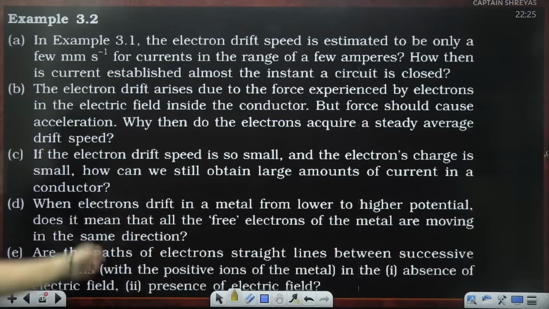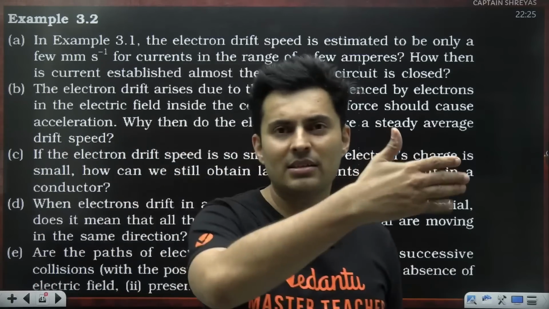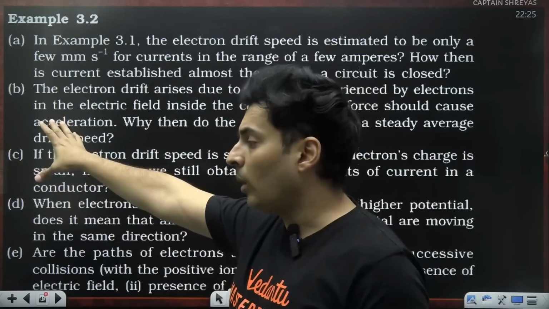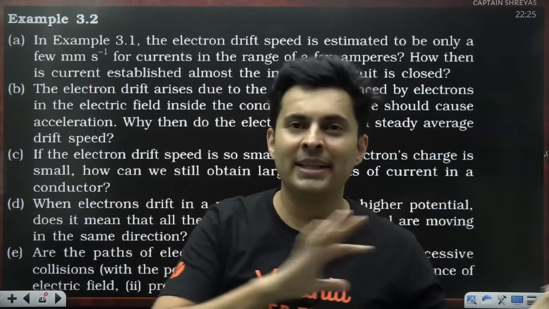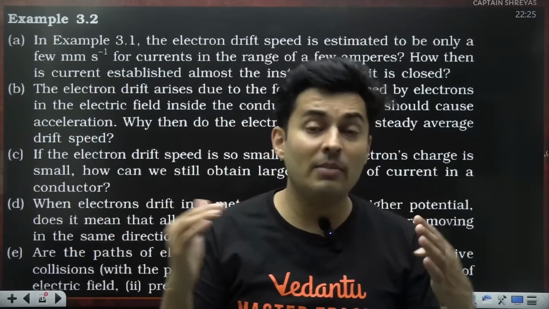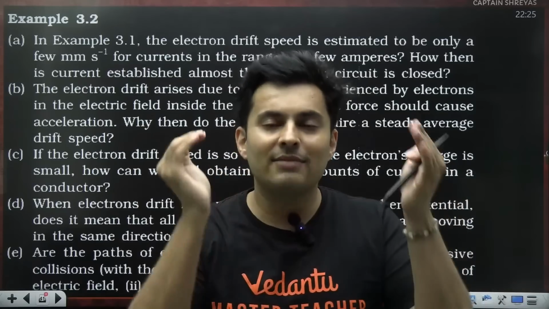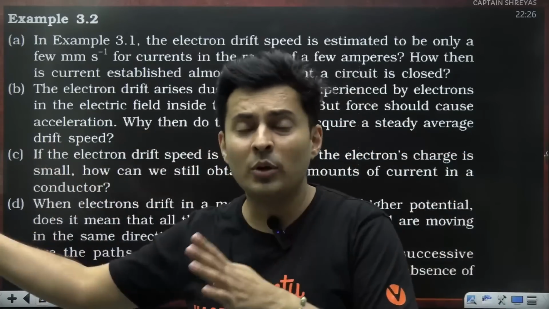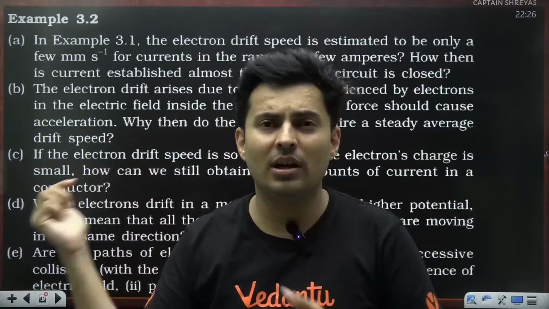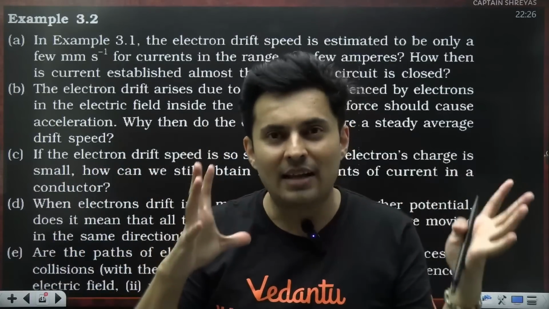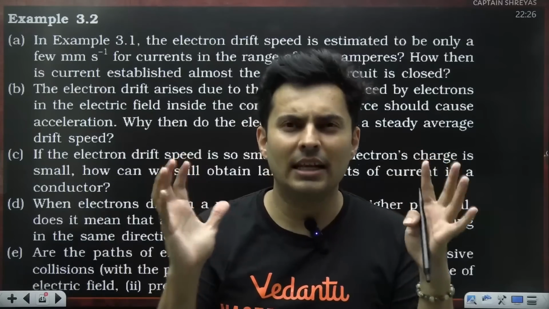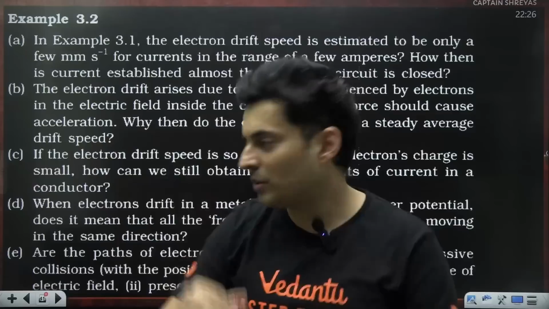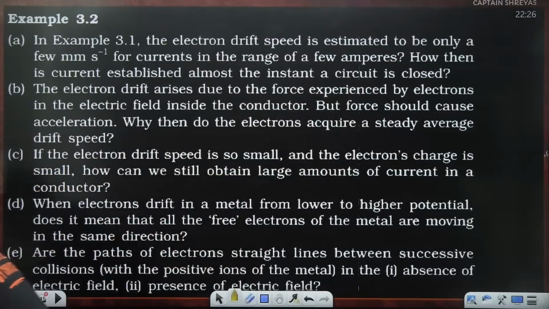When electrons drift in a metal from lower to higher voltage, does it mean that all free electrons of the metal are moving in the same direction? So when we say current is moving like this, is it true all the electrons are moving opposite to the current? No. All the electrons are not moving opposite to the current. A few of them might be moving even in the direction of the current, but they are very few in number. Majority of them, so maybe 1000 are moving opposite to the current. Maybe some 3 or 4 are moving in the direction of the current. So as a whole, if you take the effective number of electrons, they are moving opposite to the direction of the current. I hope this is clear.